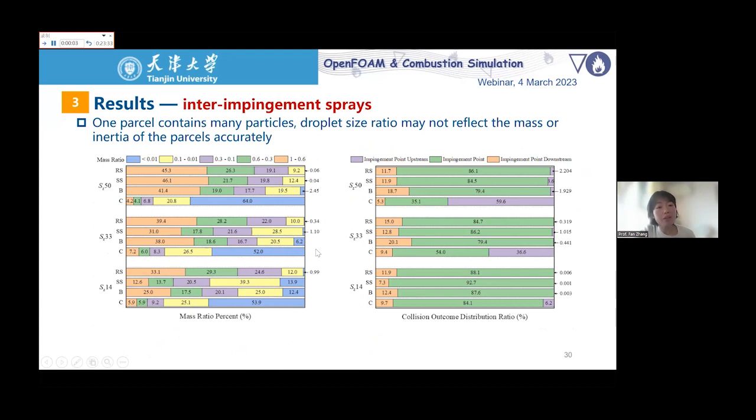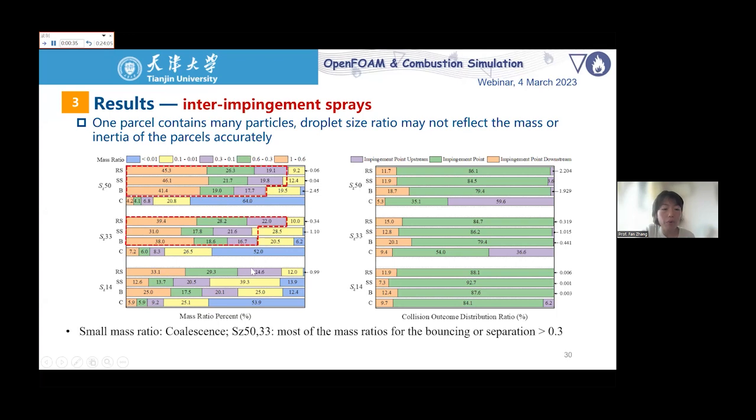In the binary collision, we use the droplet size ratio delta as a very important parameter. But for the inter-impingement spray, the spray contains a lot of parcels, and one parcel contains many particles. So in this kind of condition, the droplet size ratio may not reflect the mass or the inertial forces of the parcels accurately. So here we propose another parameter, the mass ratio, to see the effect on the different cases.